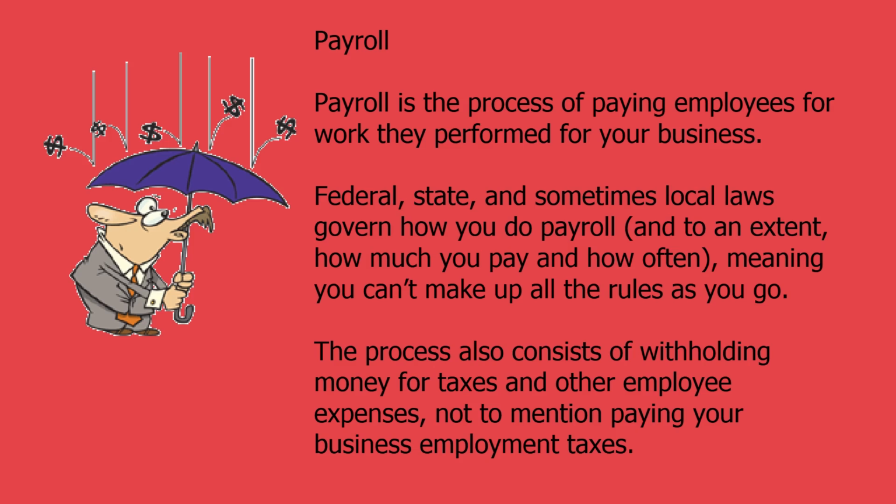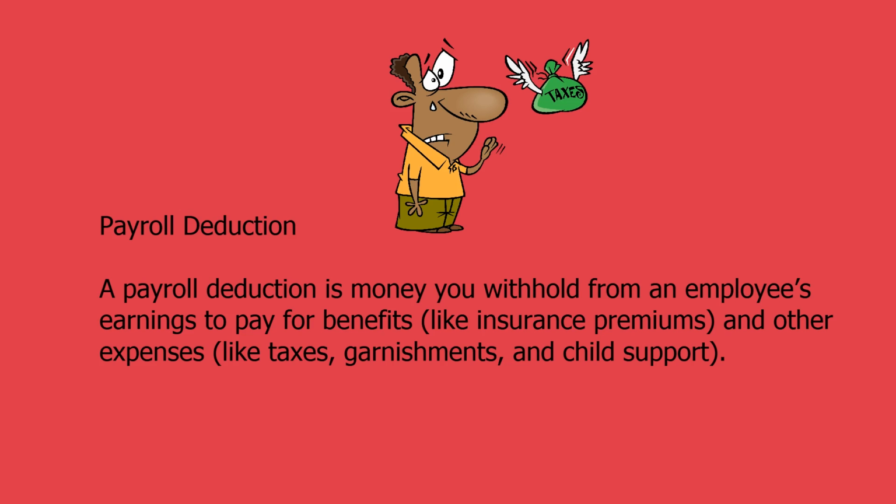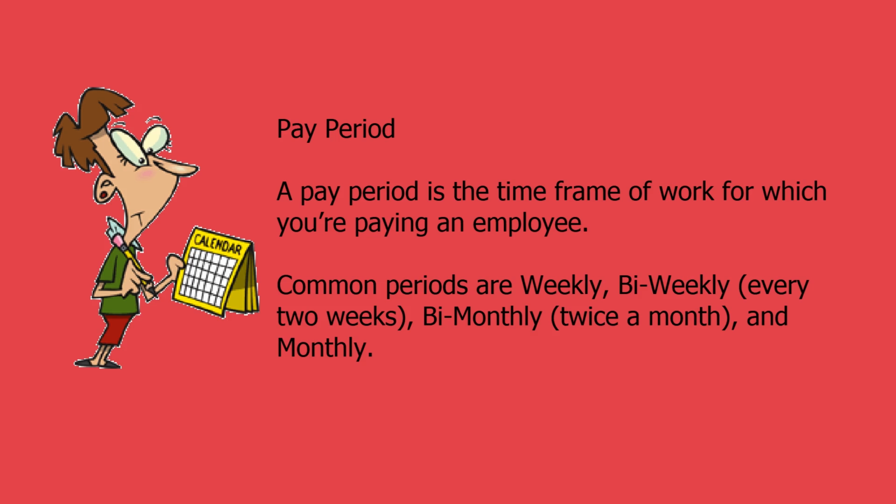The process also consists of withholding money for taxes and other employee expenses, not to mention paying your business employment taxes. Payroll deduction. A payroll deduction is money you withhold from an employee's earnings to pay for benefits, like insurance premiums, and other expenses, like taxes, garnishments, and child support. Pay period. A pay period is the time frame of work for which you're paying an employee. Common periods are weekly, bi-weekly every 2 weeks, bi-monthly twice a month, and monthly.